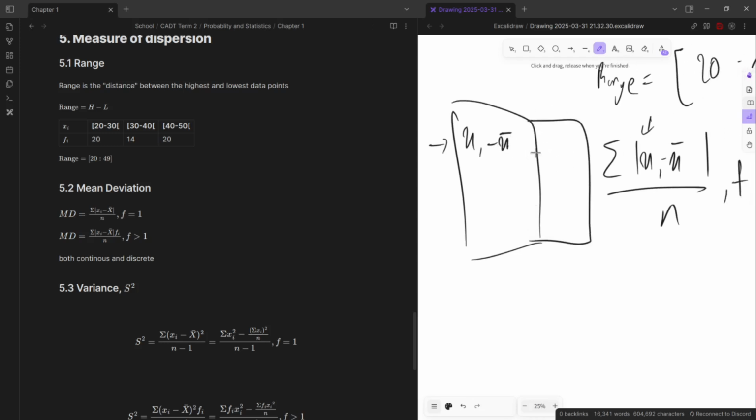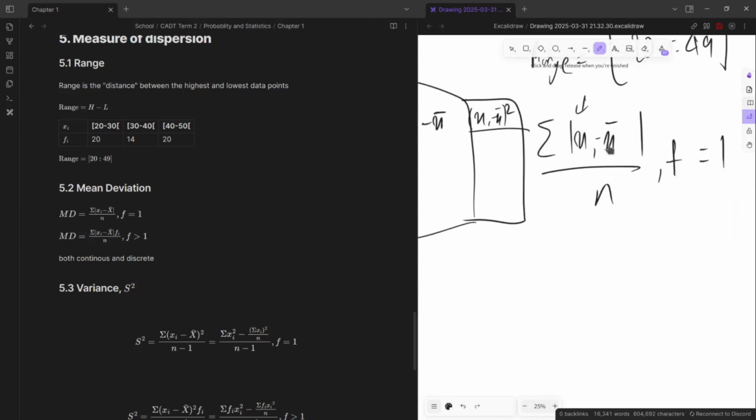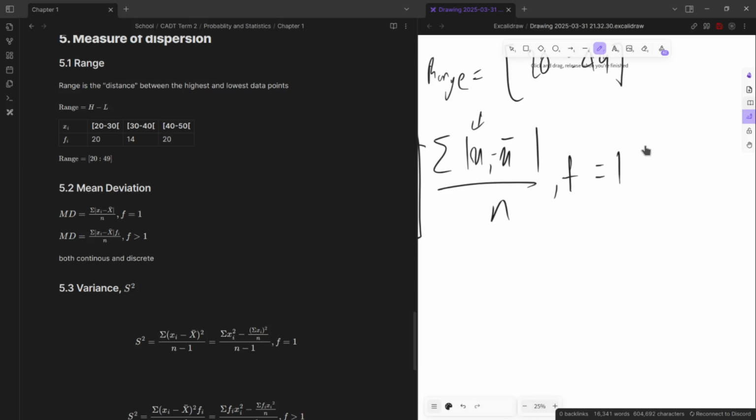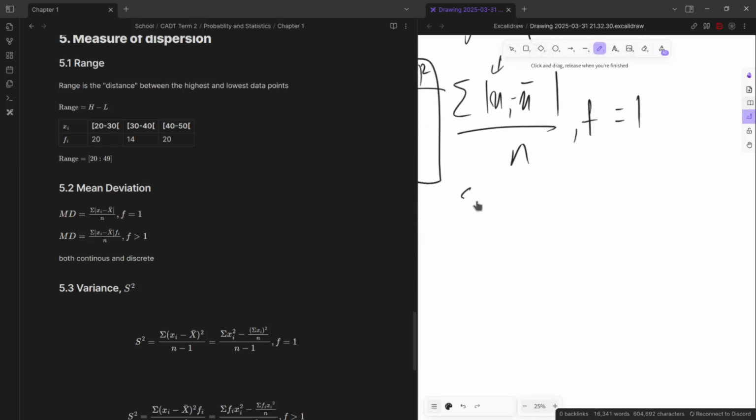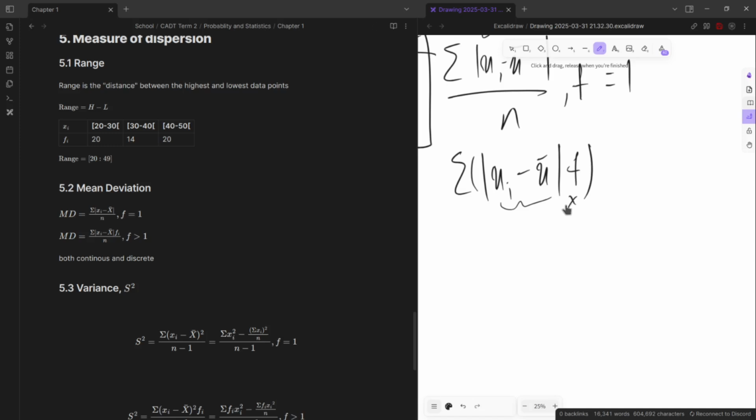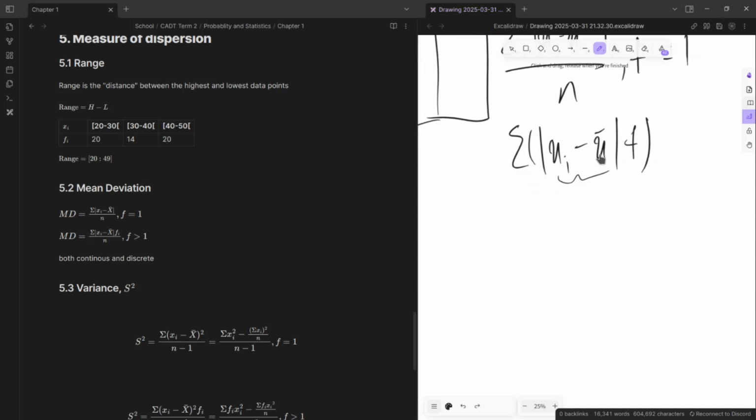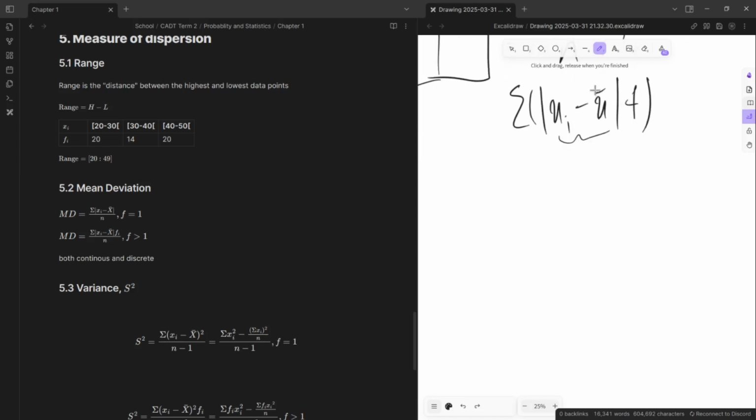And then the next row for variance would be that squared. And this is when f equals 1, when the frequency of everything is 1. When it's not, this thing would be multiplied by the number of times it shows up, and that would be your deviation.